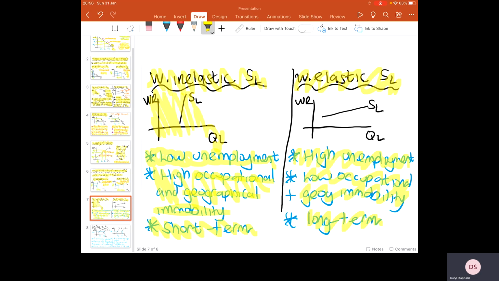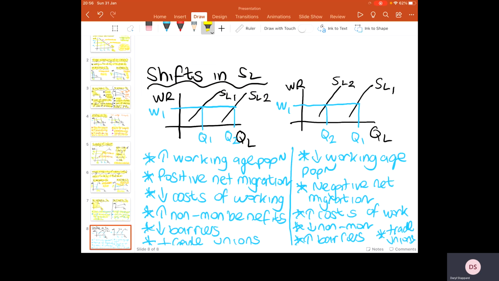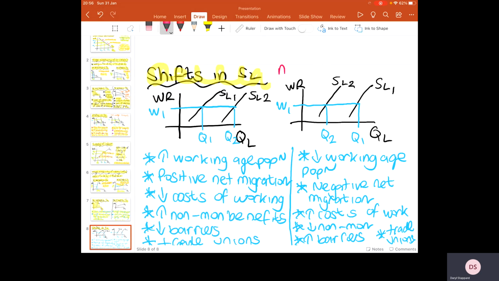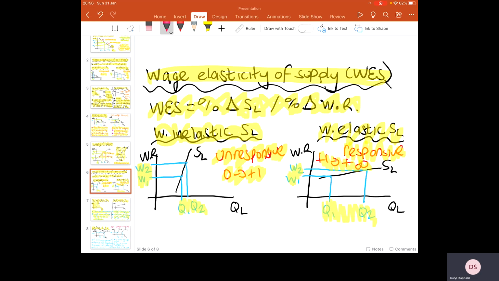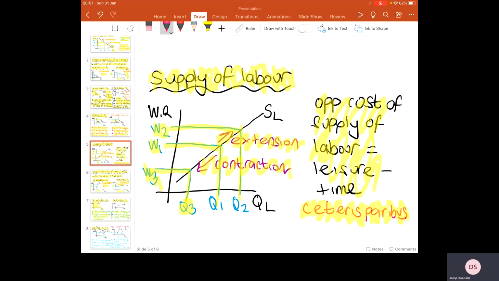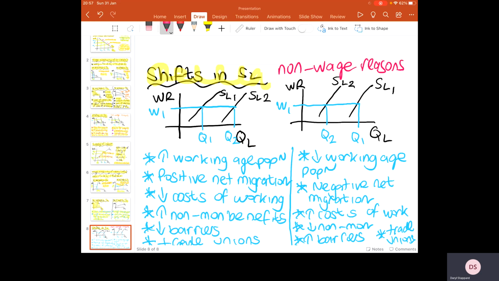Okay, now the last thing that I want to do with you in this video is to think about shifts in the supply of labour. Now, what we're doing here, and I'll write this down, we're looking at non-wage reasons. So the reasons why the supply of labour might change for non-wage reasons. Now think about what we've done. In the last slides, we focused on contractions and extensions in the supply of labour. In other words, when you change the wage rate, how much would it affect the supply of labour?